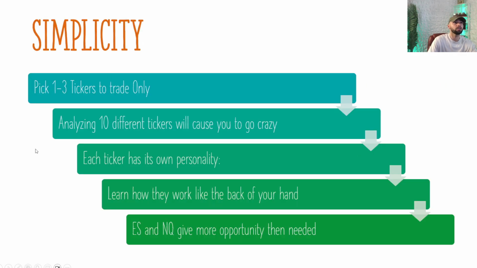And again, pick only 1 to 3 tickers to trade. Don't try to trade the whole market. You're going to drive yourself nuts. Each ticker has its own personality. Learn each individual instrument, ticker, whatever works, like the back of your hand, and that's all you need to be a millionaire. That's all you need to make a lot of money. You don't need to trade 50 different things. I promise you that.